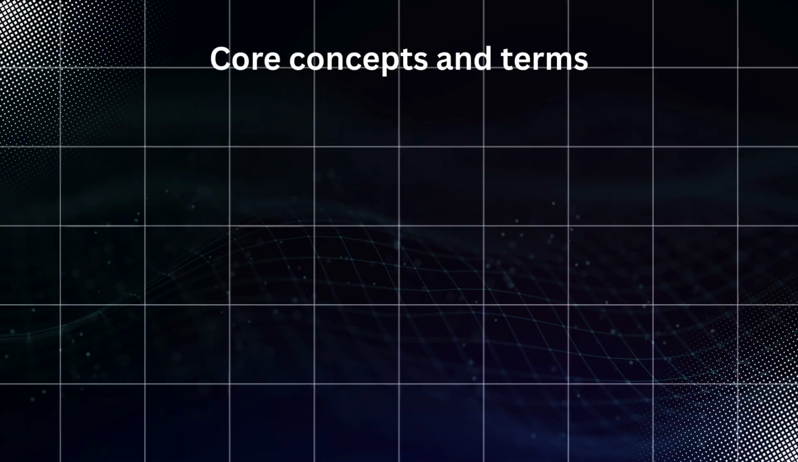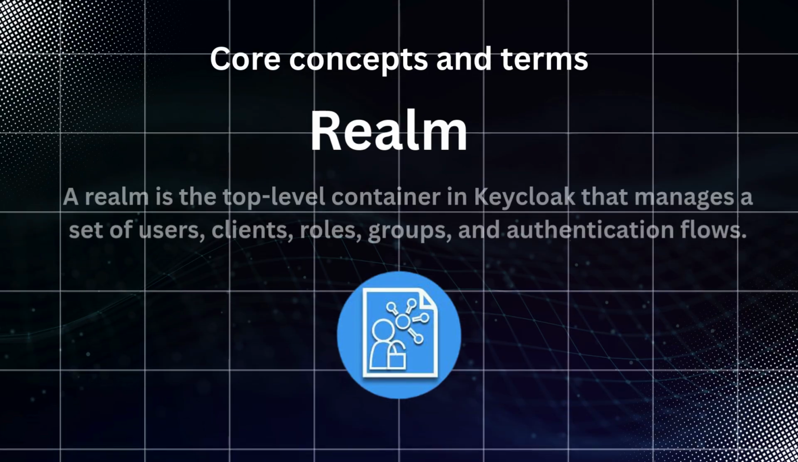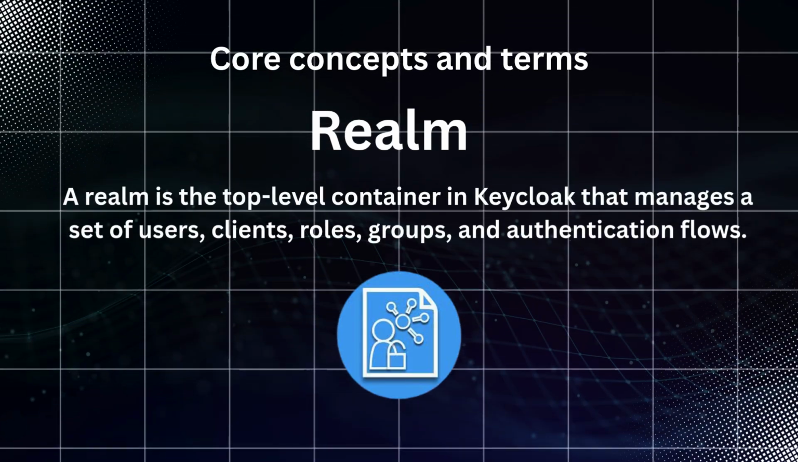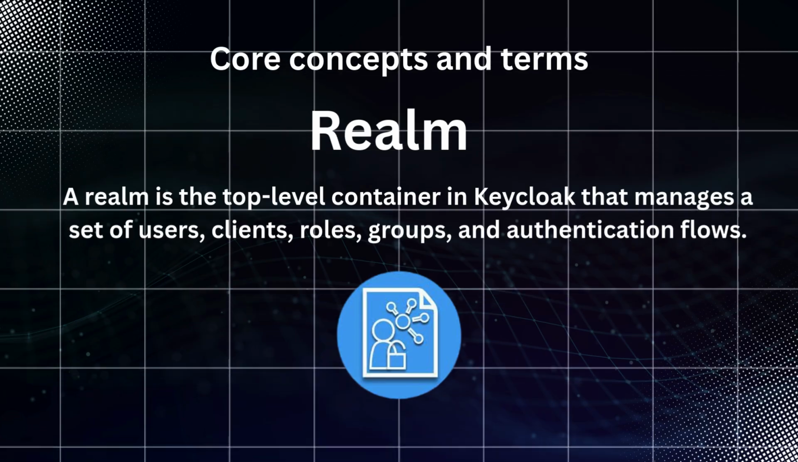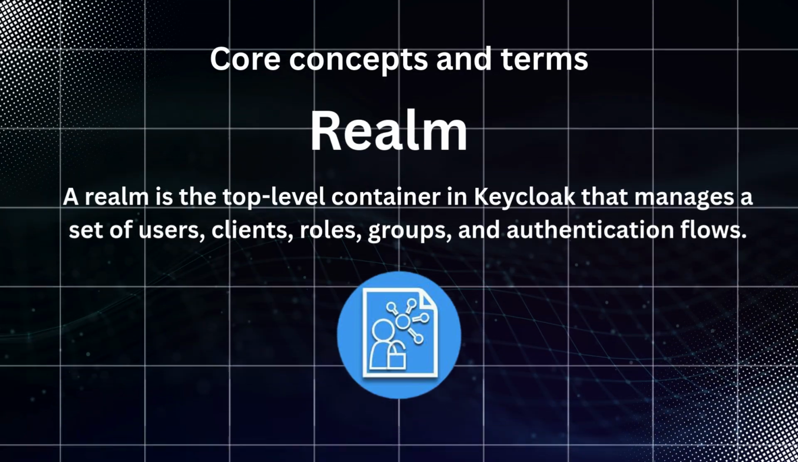Let's see core concepts and terms. So we have a realm. In Keycloak, a realm is a top-level container that manages a set of users, clients, roles, groups, and authentication flows. Realms are isolated from each other.